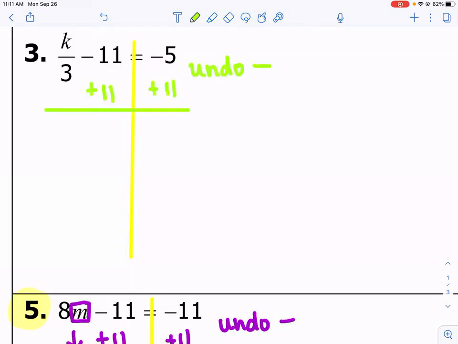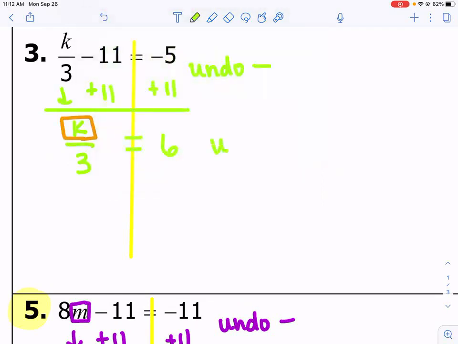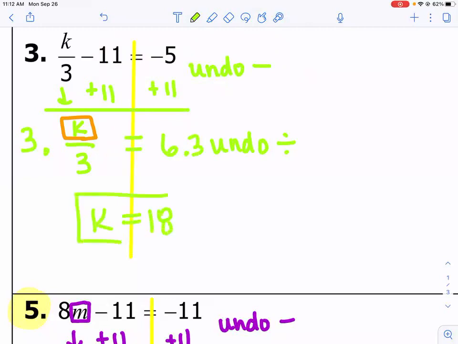Okay, cool. Negative 5 plus 11. Tyler, what is that? It's 6, okay? So we still have our K divided by 3. Negative 11 plus 11, those cancel out to 0. I'm not going to write it, okay? Now, 3 is tied to K by division. So we are going to need to undo division by multiplying both sides by that number. So we get K equals 6 times 3, which is, thank you, Ryan, 18.